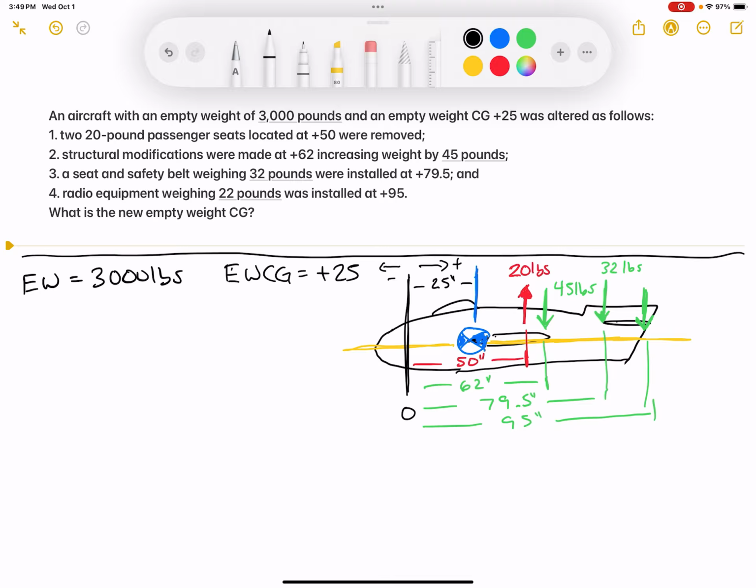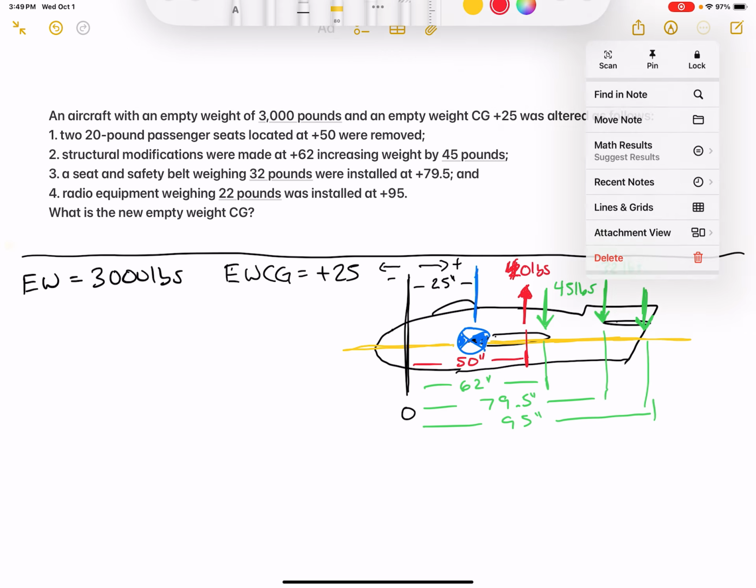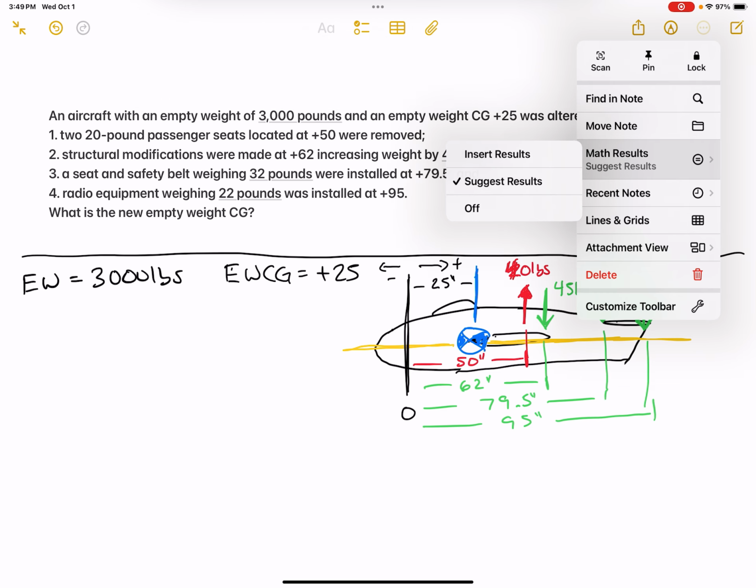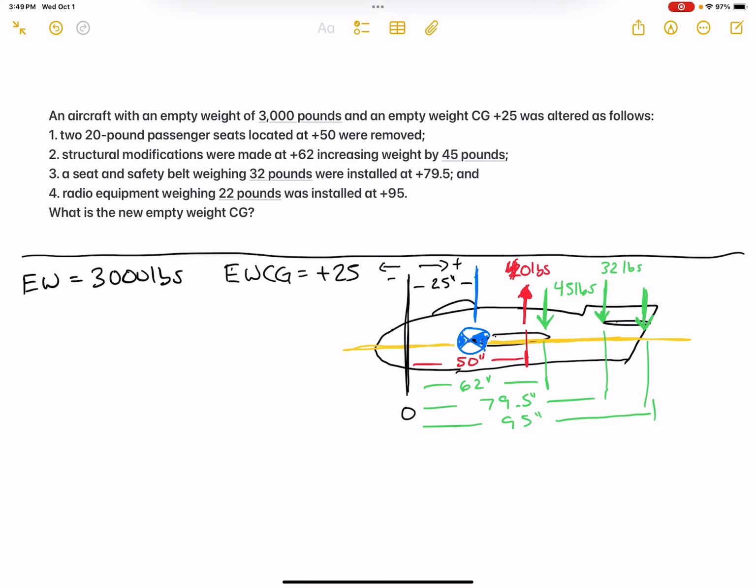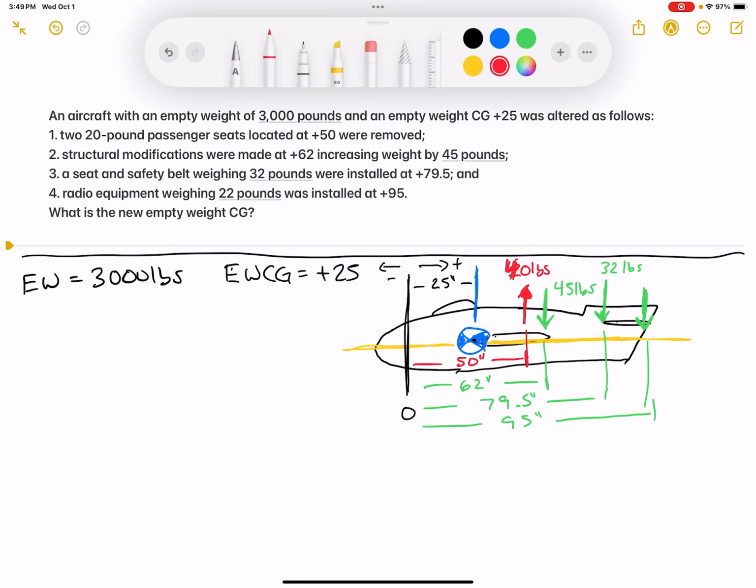So we have two 20-pound seats located at plus 50 that were removed. So 50 back aft of the datum, we had two 20-pound seats. So that actually should be a 40. So that should be 40 pounds removed from the aircraft. All right, so perfect. And then we'll go ahead and just start working the problem. So what we're going to need to use is our formula again, WAM. So we're going to have WAM.